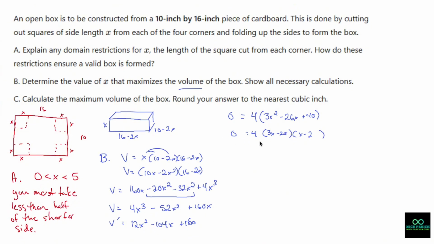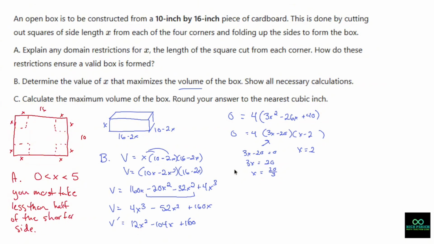Now the critical points that I'll get here will be found by taking 3x minus 20, setting it equal to 0, adding 20, and dividing by 3, and x is going to equal 20 over 3. Over here we get x equals 2. Easy peasy.